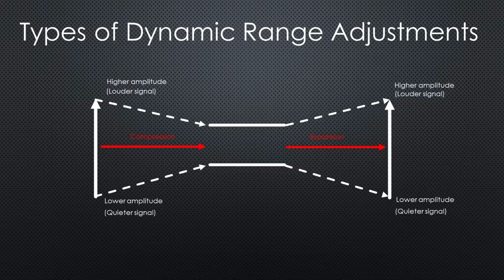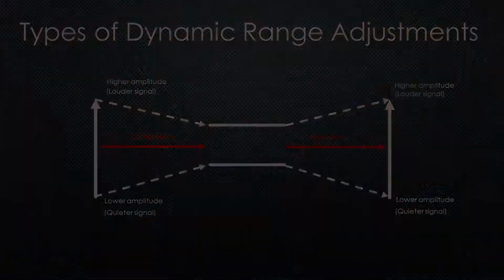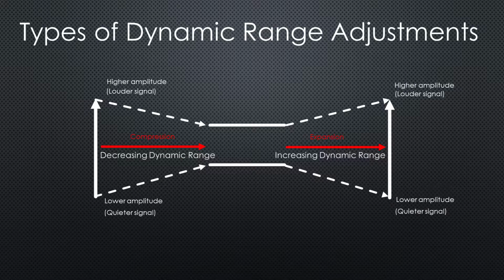Now, the opposite is also how this works. If you take the louder part of the signal and you make it louder and you leave the quieter part the same, in a way you're expanding the dynamic range. You're expanding that waveform. You're taking that already loud part and making it louder, but leaving the quieter part the same. You're expanding it. You're increasing the dynamic range. So I would first say that compression is decreasing the dynamic range, and expansion would be increasing the dynamic range of your audio.